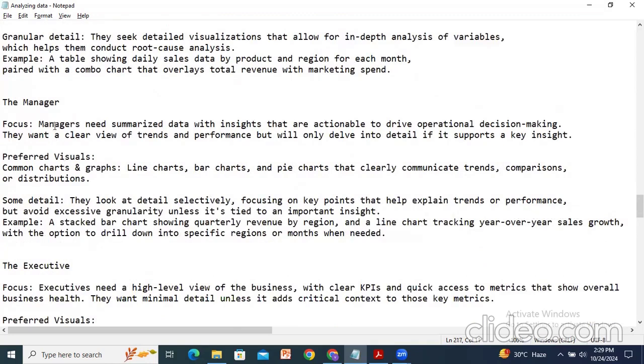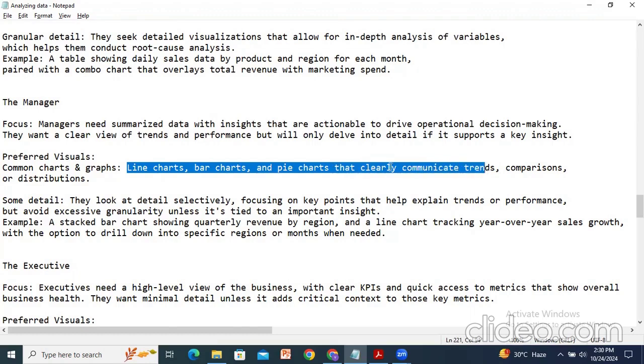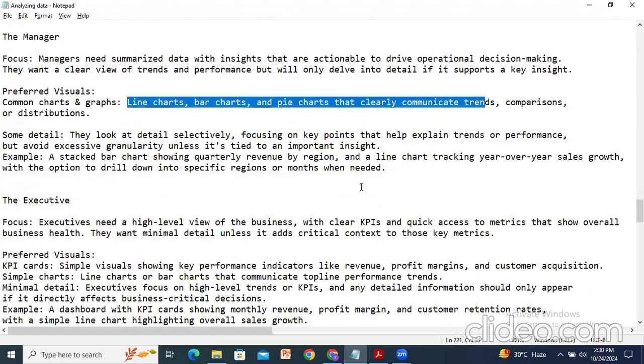Next, manager. Managers mainly need summarized data with actionable insights to drive operational decision making. They want clear performance views, and will only go into detail if it supports the key insights. The preferred visuals are line charts, bar charts and pie charts, which clearly communicate trends, comparisons or distributions, etc.